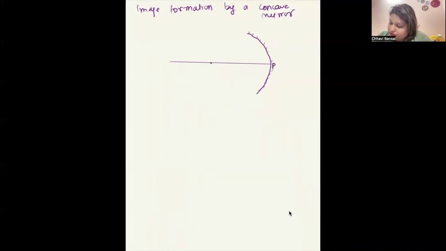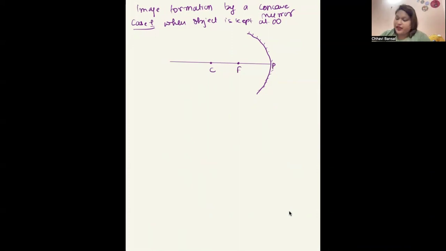P, C, F. Case 1. When the object is kept at infinity. Now, what is infinity here? Infinity means any distance which we do not know, and it should be greater than the distance between center of curvature and pole. Okay, unknown distance, which is very, very far away, very far from the mirror.